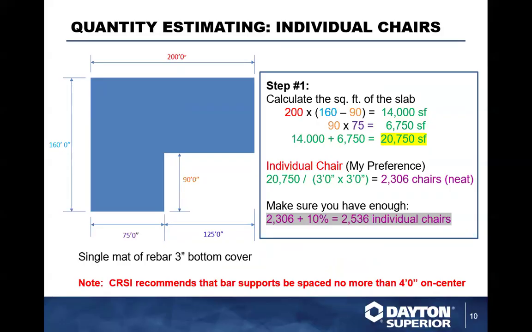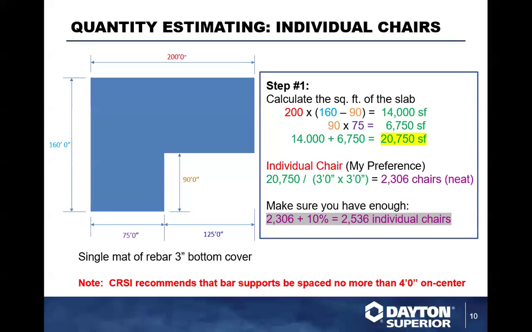slab. So basically what we're going to do is let's calculate the square footage of the slab. So here I've taken the 200 times 160 minus the 90 feet here. It's going to give me basically 14,000 square feet. I have 90 by 75, which is the smaller area here, to the left of the drawing here. That is good, and you're going to basically end up with 6,750 on that. You add the two together to get 20,750 square feet.